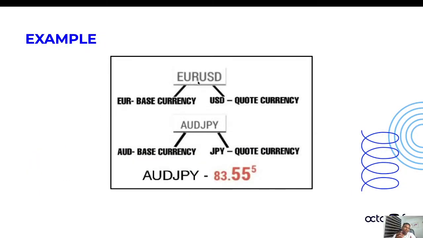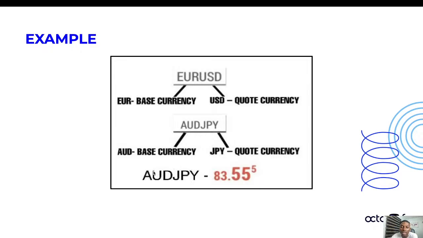Now look at this example. When you see Euro USD, Euro is the base currency, USD is the quote currency. Australian dollar, Japanese yen: Australian dollar is the base currency, Japanese yen is the quote currency. The price always in front of the currency pair tells us how many Japanese yen you would need to get one Australian dollar. You will need 83.555 Japanese yen to get one Australian dollar.